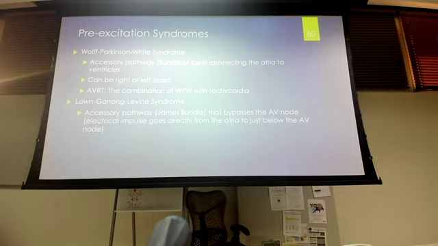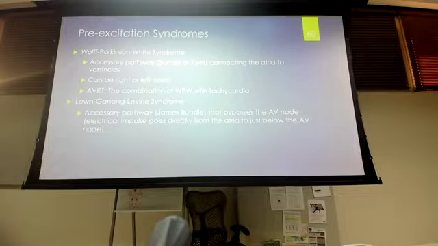And then there are specific things that we look at, specifically for WPW. The lesion for WPW can be on the right side or the left side. So the accessory highway can be on the right side or the left side. And again, AVRT is that combination, typically, of WPW with the tachycardia. Lown-Ganong-Levine is an accessory pathway only.